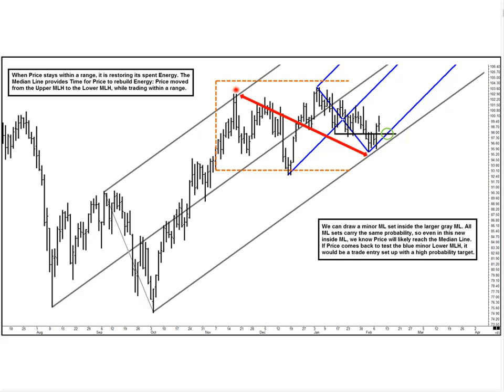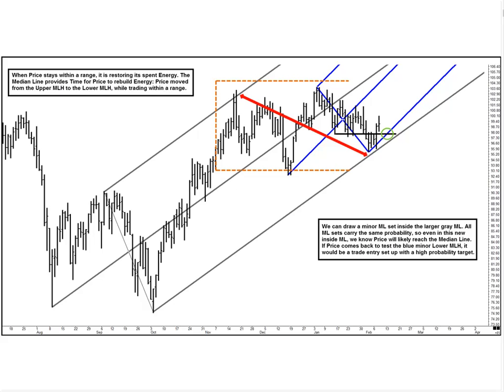Now, what does price do? Nothing. It trades within this nice range. What's it doing? It's restoring its energy. Now, you may wonder, is there any place that I can trade here? Sure, there are lots of smaller trades in here that you could frame out. Depending on what's going on, you may or may not be interested in them.